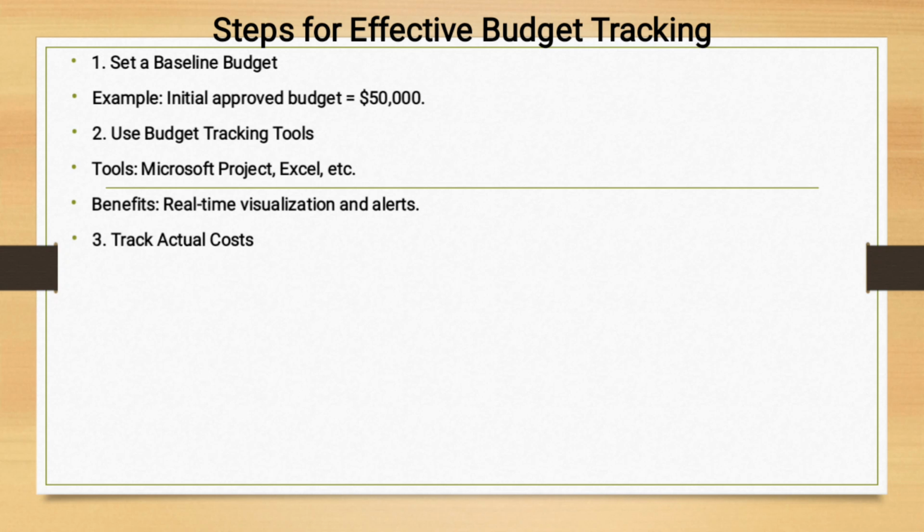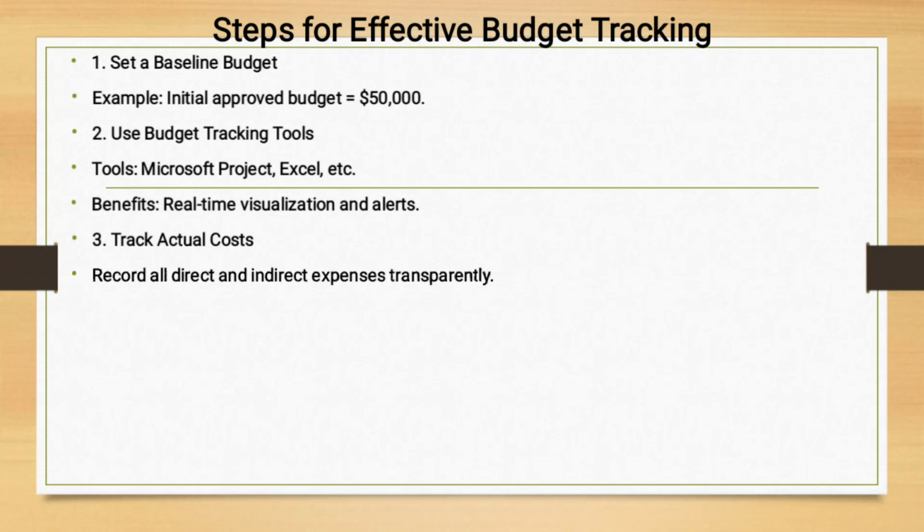Another one, it is tracking actual costs. On that one, for you to track actual costs, you're supposed to record all the direct and indirect expenses transparently. So make sure you've got a notepad where you are writing all the indirect and the direct costs.